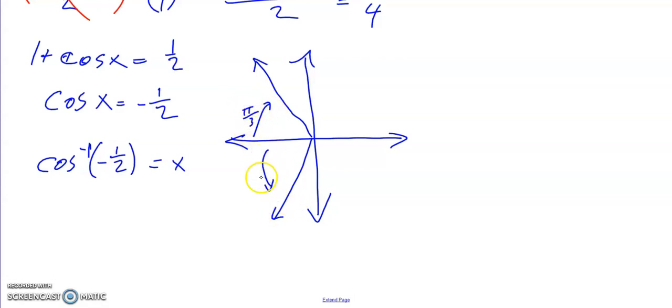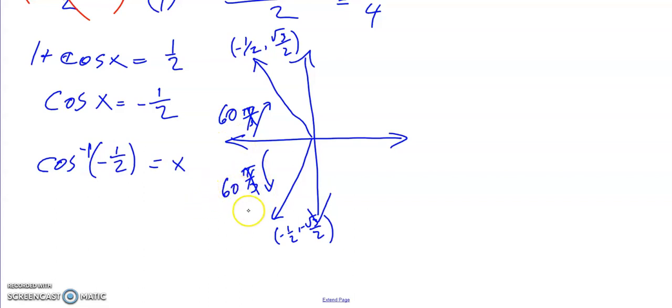So we're looking at the reference angle pi over 3, because this is the point negative 1/2, radical 3 over 2, and this is negative 1/2, negative radical 3 over 2. So where is x? Oh, I'm sorry, I don't want it in radians, I want it in degrees. I remember what the problem says. So that's not pi over 3, it's 60.